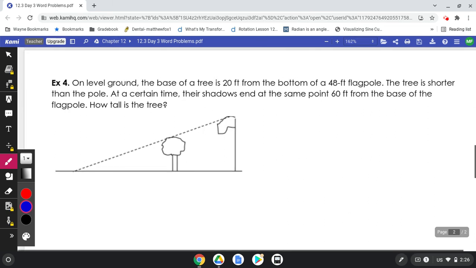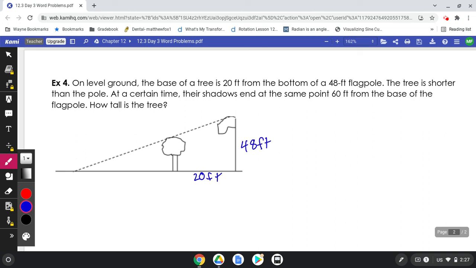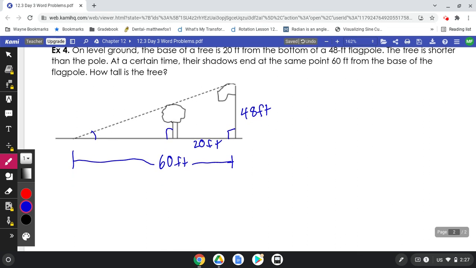It says on level ground, the base of a tree is 20 feet from the bottom of a 48-foot tall flagpole. So this is 20 feet. We know it's 48 feet tall. And at a certain time, their shadows end at the same point 60 feet from the base of the flagpole. So over here, that'll be 60 feet. And this occurs, we also know this angle is the same on both of them. Right angle, right angle. It's up to you if you draw these triangles. If you want, you can draw the big one and the small one. Some of you might find this helpful, some of you might not.